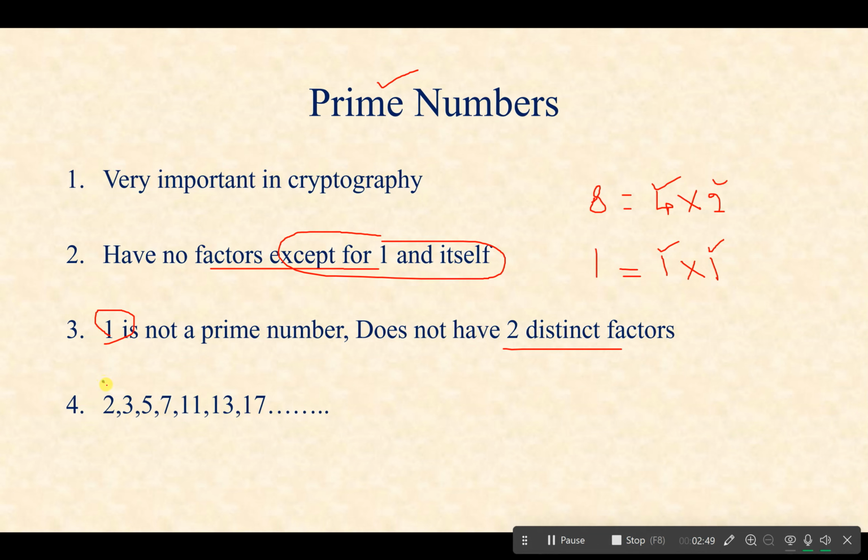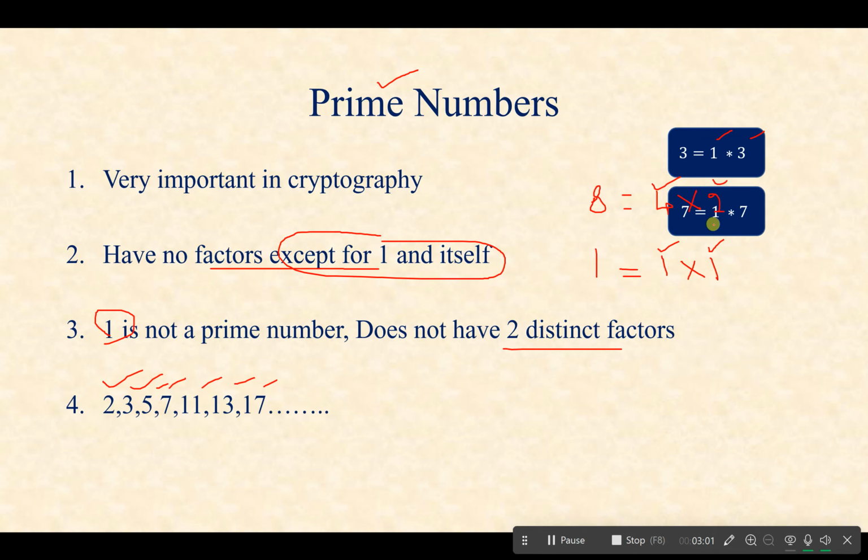See here, 2 is a prime number, 3 is a prime number, 5, 7, 11. So these numbers keep on going. If you want to get 3, we have only one way, 1 into 3. If you want to get 7, we have only one way, 1 into 7. And as I already told you, 1 into 1.